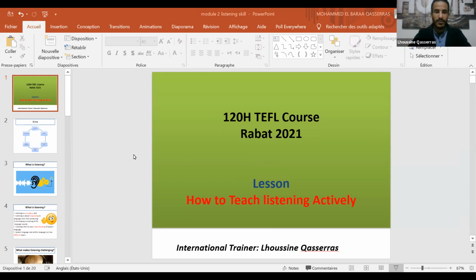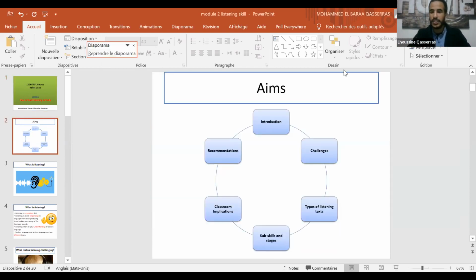Okay, great. So let's move on now to the aims of today's session. Number one, we are going to have an introduction. What do we mean by listening? What is listening? What is not listening? What are the obstacles, the challenges? Why students find it hard to understand a listening text, an audio, a song, etc.